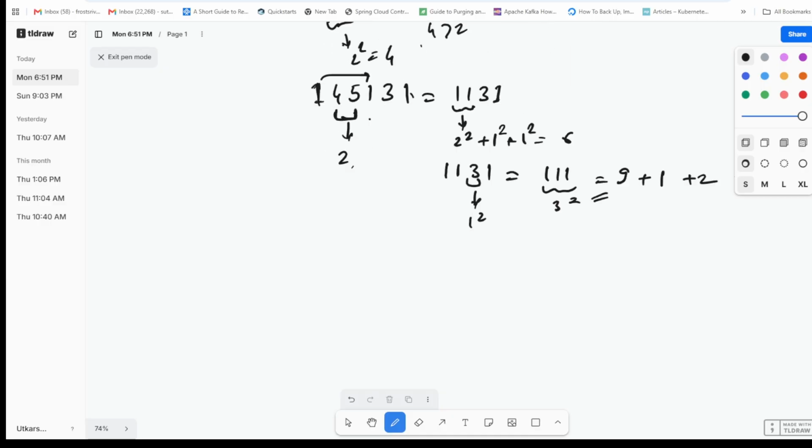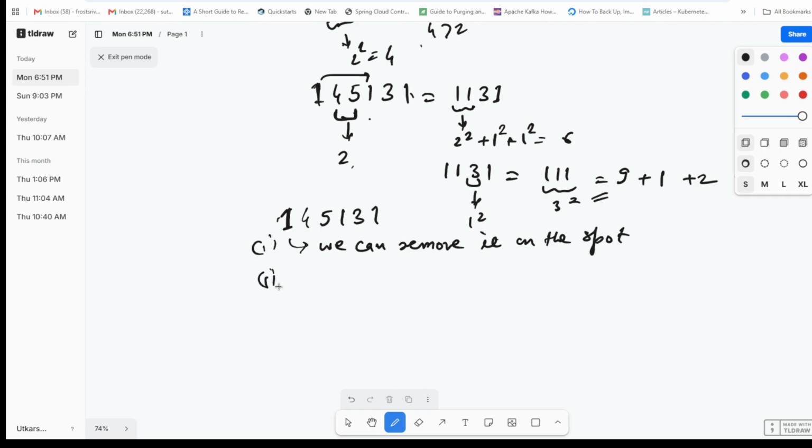So what we saw here, like 1, 4, 5, 1, is that at each character we have a choice. We can remove it on the spot, then and there, and the second choice is we can keep it for our future use. This we can do, as we saw here in this example, and here also we saw it.